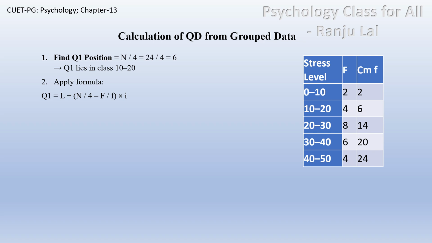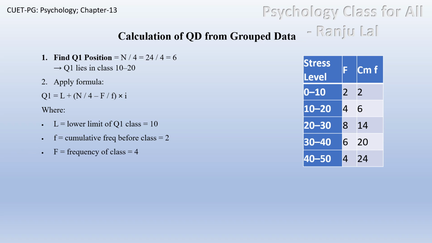Here, L stands for the lower limit of the Q1 class interval, that is 10. F is the cumulative frequency before the class interval, that is 2. Small f is the frequency of the class interval, that is 4. And i is the class width, that is 10. So, placing all values in the formula, Q1 equals 10 plus (6 minus 2) divided by 4, into 10. It goes like 10 plus 10, equal to 20. So, Q1 is 20.